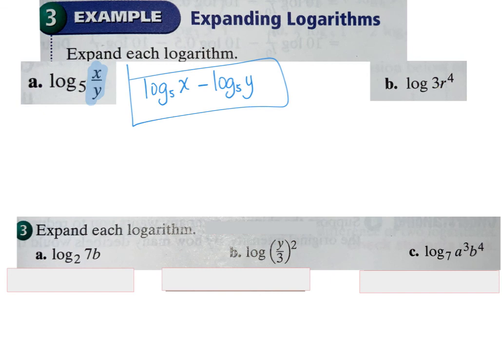Look at the next one. I have 3 times r to the 4th power. By the way, don't do the power unless it applies to the whole thing. Expand with the product rule first and then do the power. So product rule first, this is log, common log, so log base 10 of 3 plus log of r to the 4th. I can expand one more time. I'm not done here. I can do this power rule. Log of 3 plus 4 log of r.